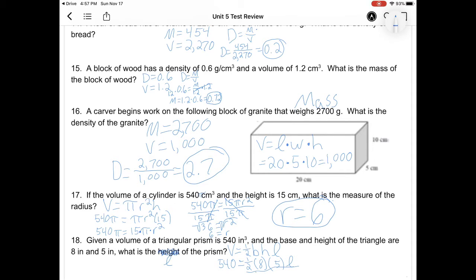So what we're going to do is divide the whole thing by 1/2 times 8 times 5. I'm going to divide 540 also by 1/2 times 8 times 5. Cancels out everything on the right side, so we end up with L equals 27. So that is your length for number 18.